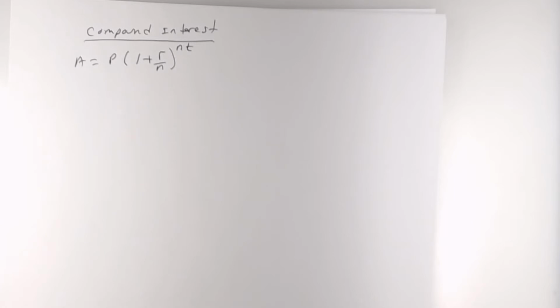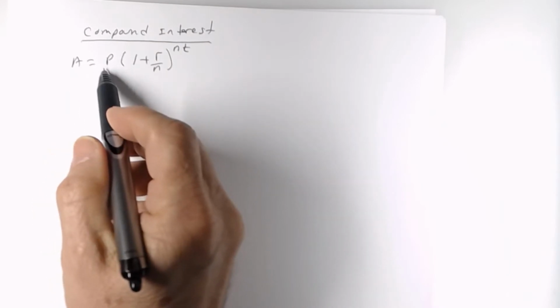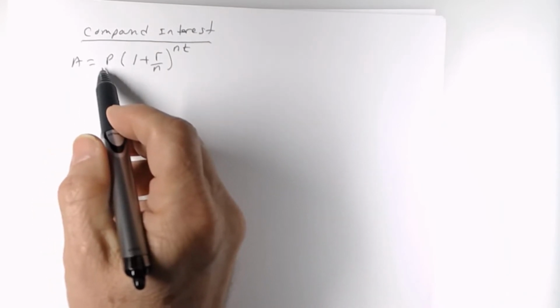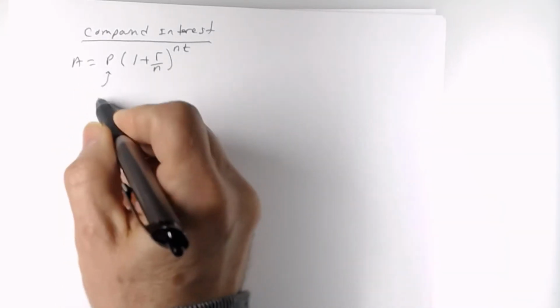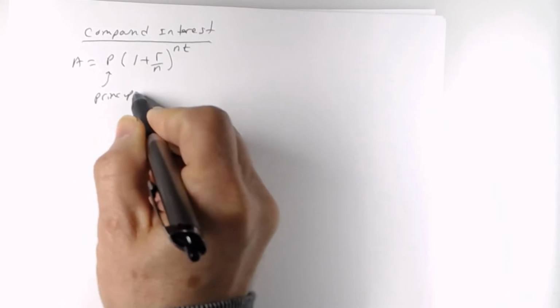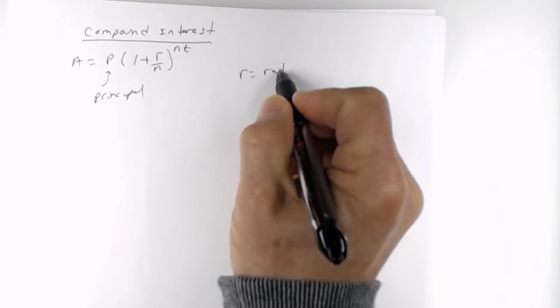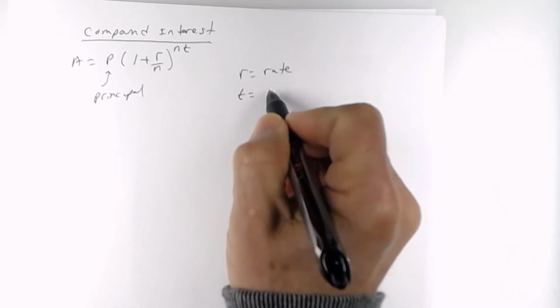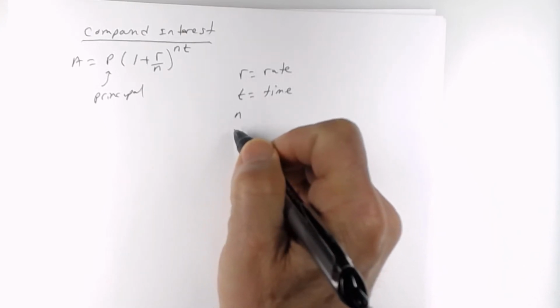Okay, so if I look at the letters, first of all, let's look at P. P means the same thing as in the previous section. So P would be the principal. What do you think R stands for? Rate. What do you think T stands for? Time. Now, N was not in any previous formula that we dealt with, but A was.